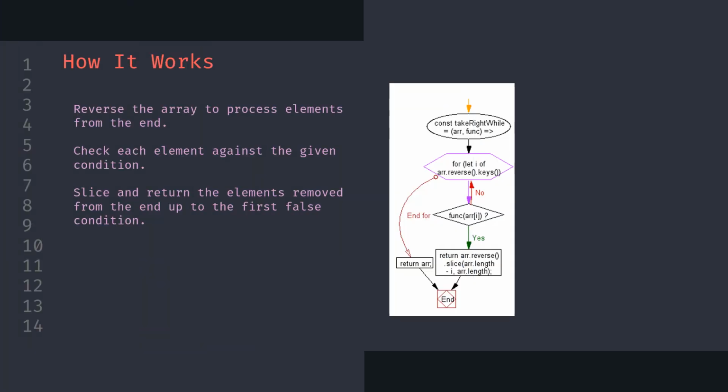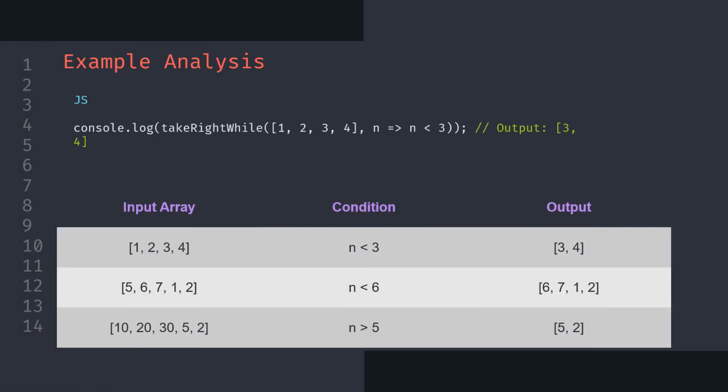By reversing the array, you can efficiently process elements from the last one and stop when the condition no longer holds. The function ensures that only trailing elements matching the condition are returned, making it useful for filtering tasks.